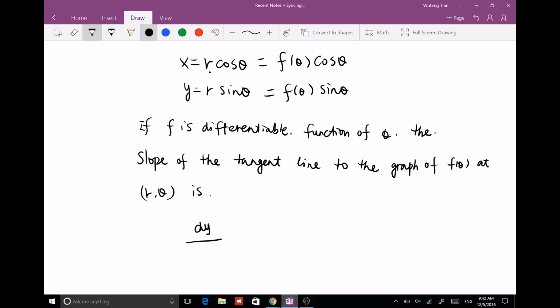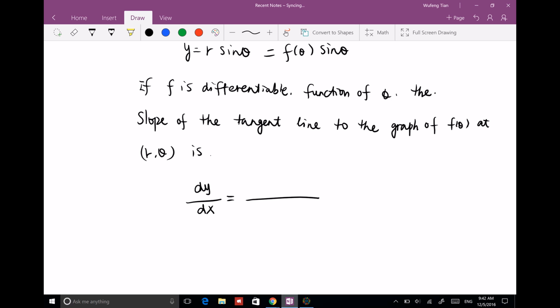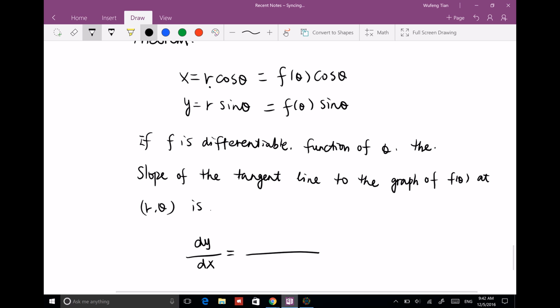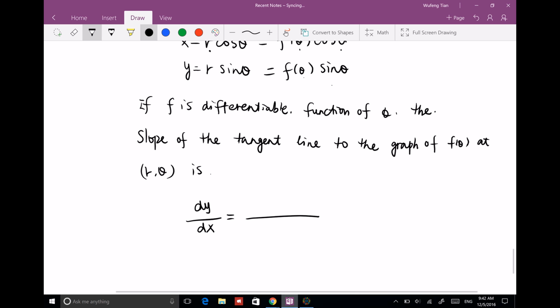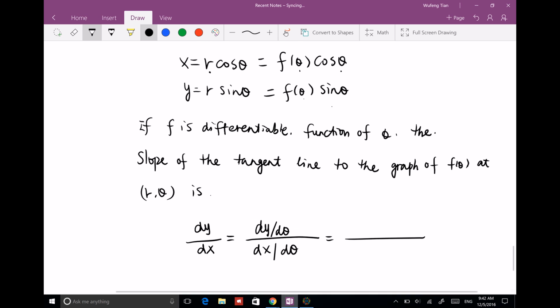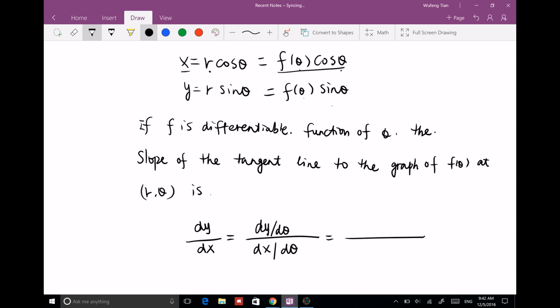If you remember, for the parametric equation dy over dx equals dy over dt divided by dx over dt. That's what we got before. But now, what do we have? We don't have t. The parameter is theta. We have theta here, theta here, theta here. So instead of doing t, we do dy over d theta and dx over d theta, given the functions x equals f theta cosine theta, y equals f theta sine theta.